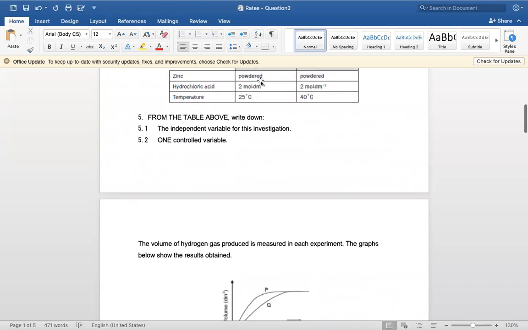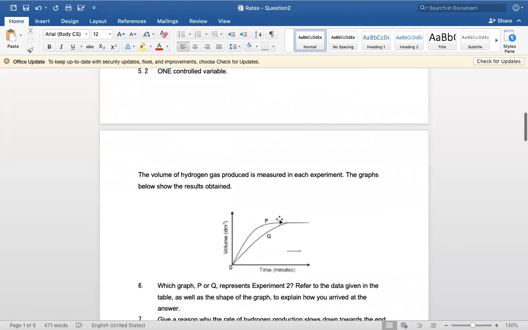They're both powdered. In some cases, they'll make one of them lumps, instead of powdered. Then which one will be faster? So you'll have to look at the time. In question 6, they say, which graph, P or Q, represents experiment 2? Refer to the data given in the table as well as the shape of the graph to explain how you arrived at your answer.